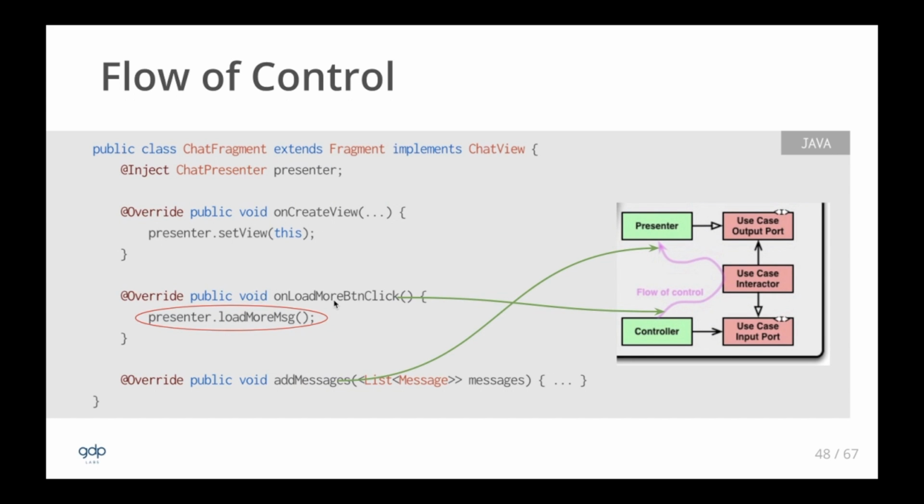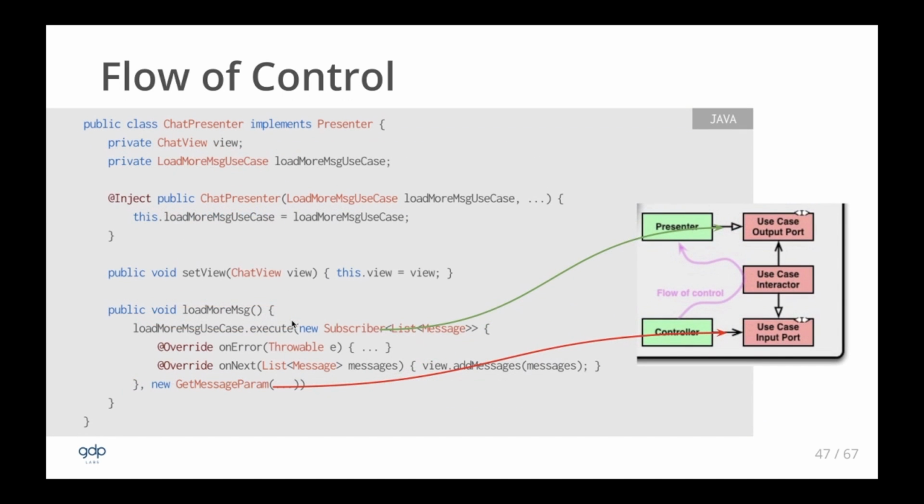You can think of this chat fragment as our controller, this green rectangle here. The user clicks a button, and then the Android framework passes the event to our onload more button click. And then we invoke this one, presenter.load more message. It will invoke the use case inside this presenter, and then the use case will return the output to the presenter via the use case output port.